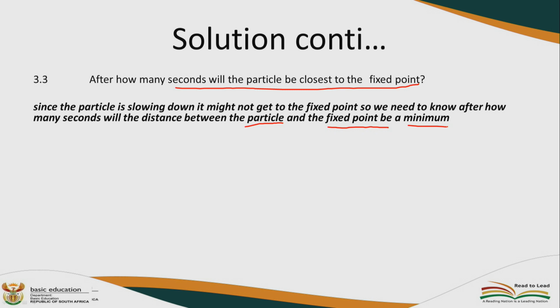All right, but what derivative are we talking about? We are talking about the derivative of the distance, because we are looking for the minimum distance between the particle and the fixed point. So we take the expression for the displacement, we differentiate it. So if we take s prime of t, which is the same as ds dt, this will be equal to 4t minus 18.